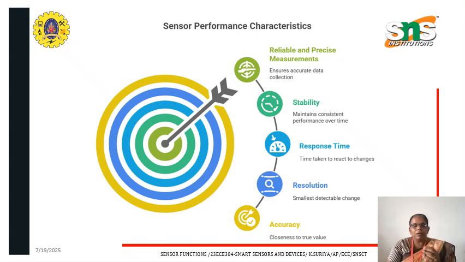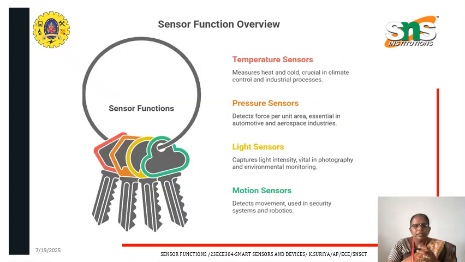Response time is the time it takes for the sensor to respond to a change in the input, and finally is the linearity, the degree to which the sensor's output is proportional to the input. So these are all the characteristics of the sensors. Next is different types of sensors. Sensors are mainly classified into many types like temperature sensors, pressure sensors, light sensors and motion sensors. Apart from this, other sensors are also there.